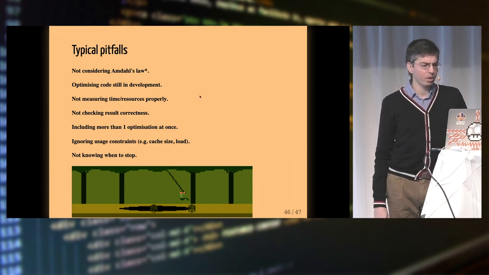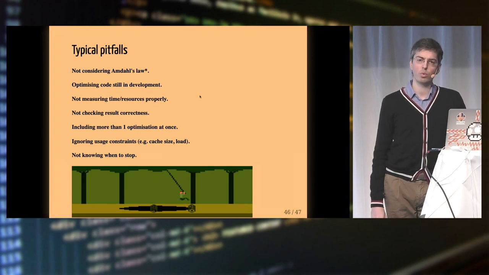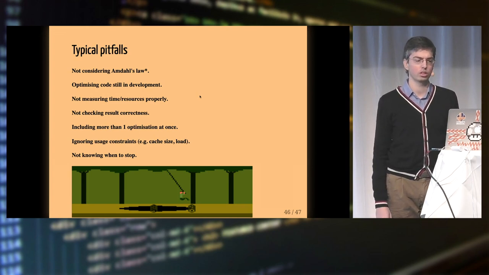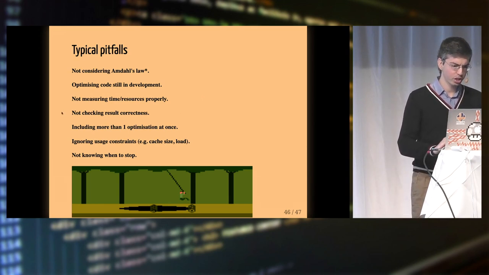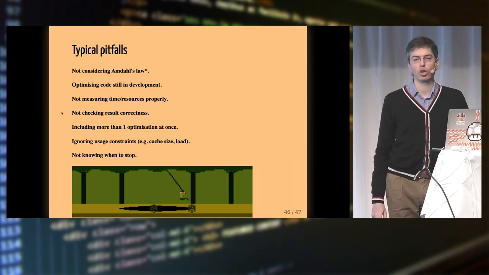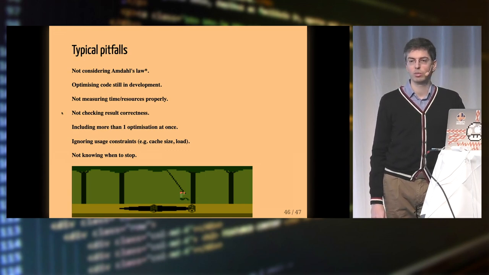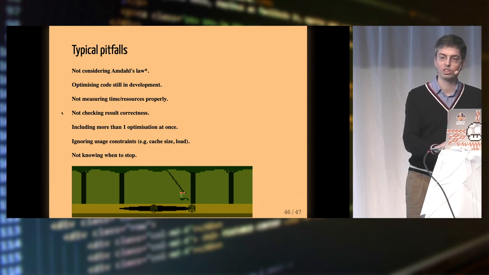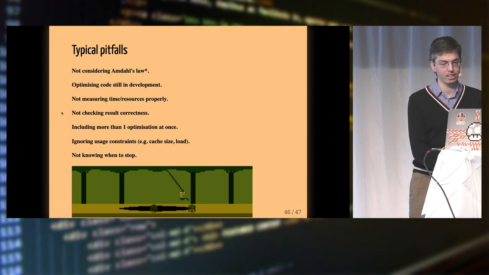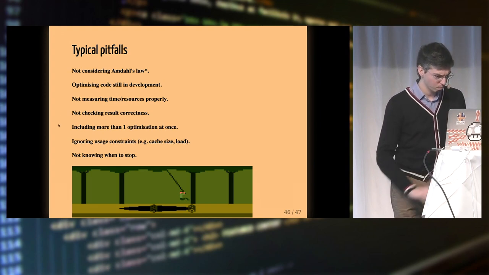Not measuring time properly: we should measure time more than once. If we just measure once, it could be an outlier and not representing the real time. Not checking result correctness: having fast code is very good, but having fast code with the wrong result is not very useful. So we should have exhaustive tests, because maybe making the code faster will change some corner case that's hard to notice.